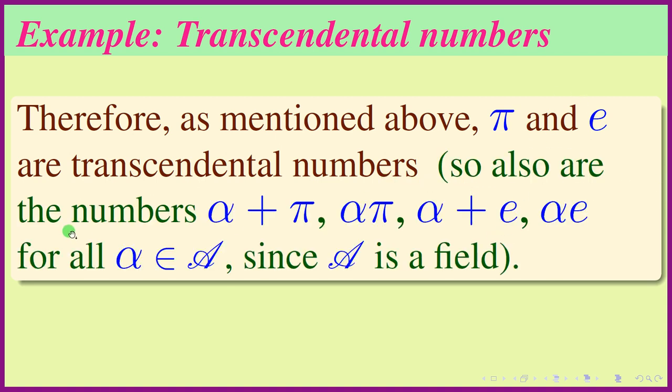So also are the numbers alpha plus e and alpha e for all algebraic numbers alpha, since A is a field. For example, if alpha plus pi is not transcendental, then it is algebraic. So this minus alpha is also algebraic. So pi turns out to be algebraic, a contradiction. In this way, all these are transcendental numbers.